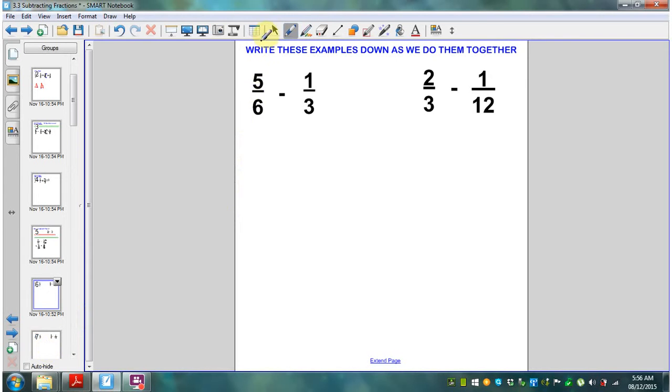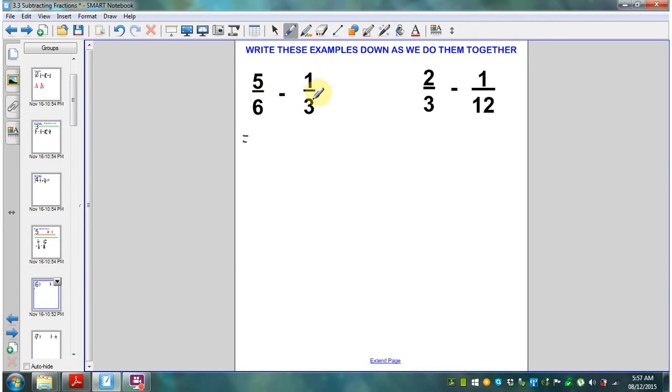Okay, so now I want you to write these examples down as we do them together. So get your pencil ready. Start off this problem first, and we'll try. Okay, so 5 over 6 minus 1 over 3. So, first step, check and see if we have a common denominator. We do not, so we need to make a common denominator here.